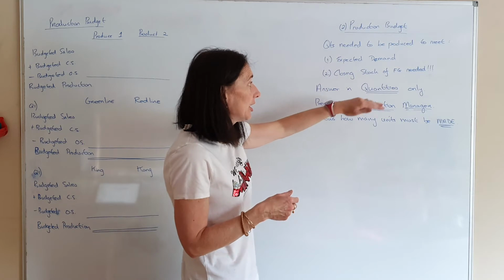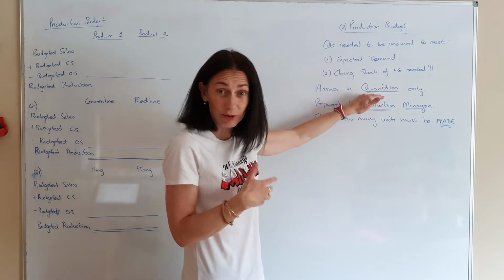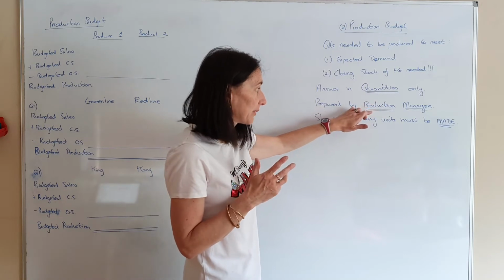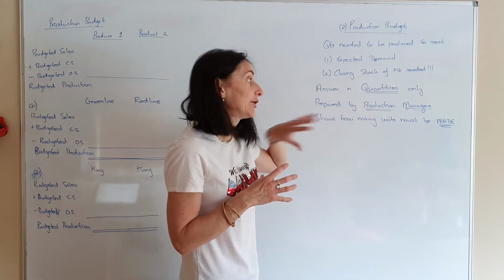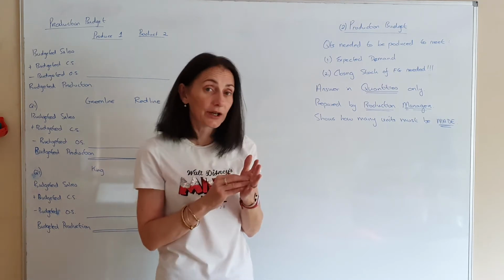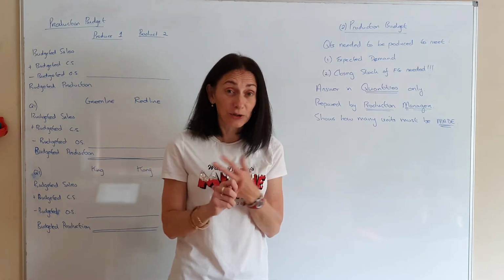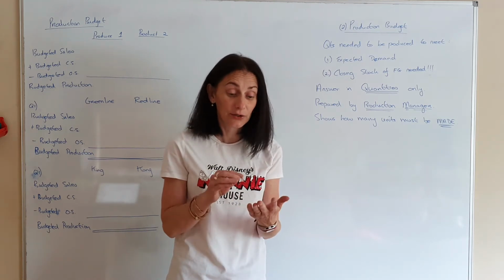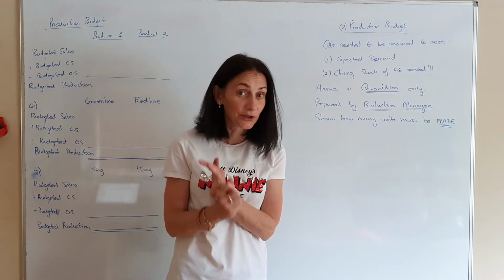So watch the two of these. Your production budget will always be in quantities because you want to just know how much you're going to make. It's prepared by the production manager and it shows how many units must be made. Now I just want to go back through the closing stock again. Just be careful. You need to produce what you're going to sell, plus you want to have stock there for the future. So you're going to make what you need plus your closing stock.